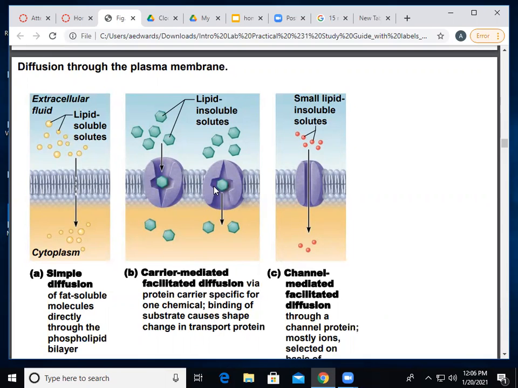low concentration. Here you have channel-mediated facilitated diffusion. Still facilitated because you have a protein. But this time it's a channel. You just go straight through. Okay? So sometimes small molecules that are not soluble in lipids, they don't like the middle of the bilayer, will go through a channel. But sometimes the ones that are larger need a carrier.